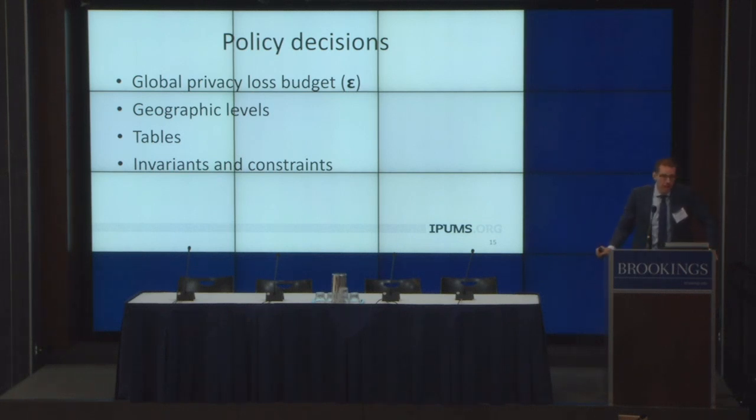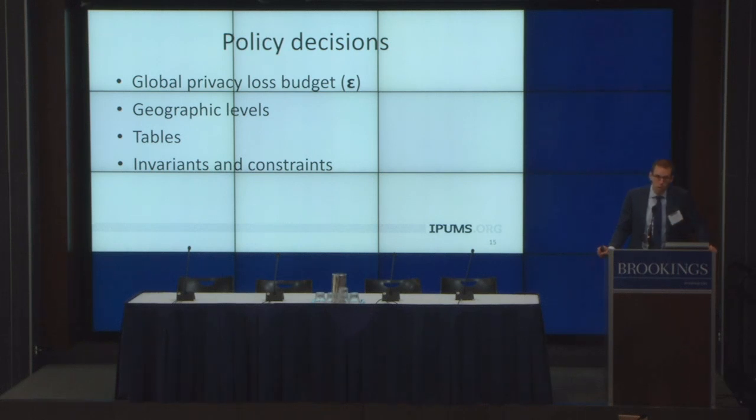And the final thing they have to decide on is what are the invariants or the constraints. So an invariant is a count that does not have any noise infused within it. In 2010, invariants include total population and number of housing units at the census block level. So a census block has about 80 people in it, about 20 households. The counts that we got in 2010 for those had no noise infused within them.